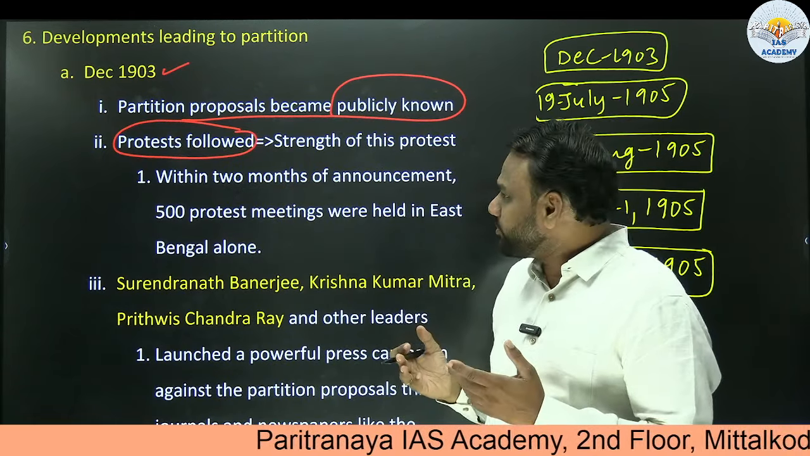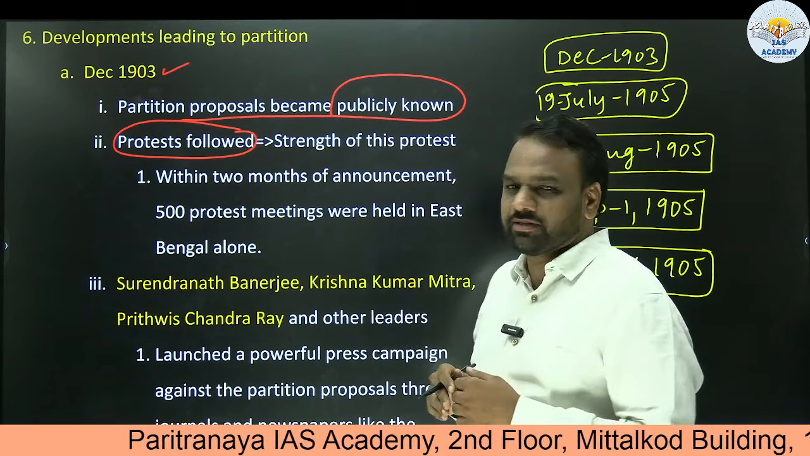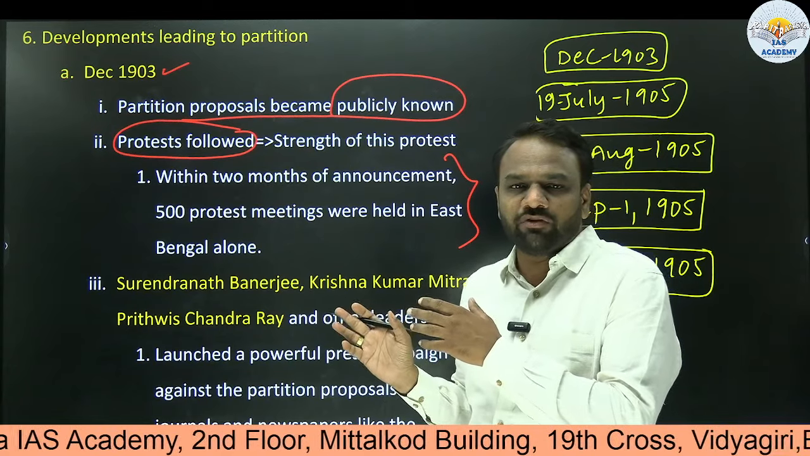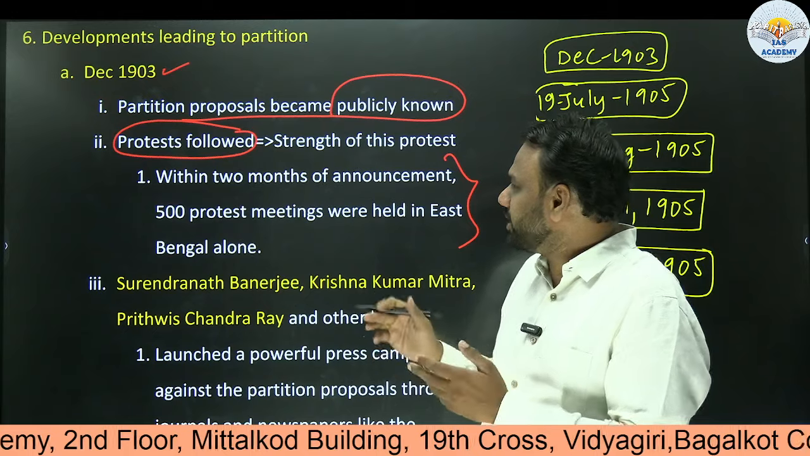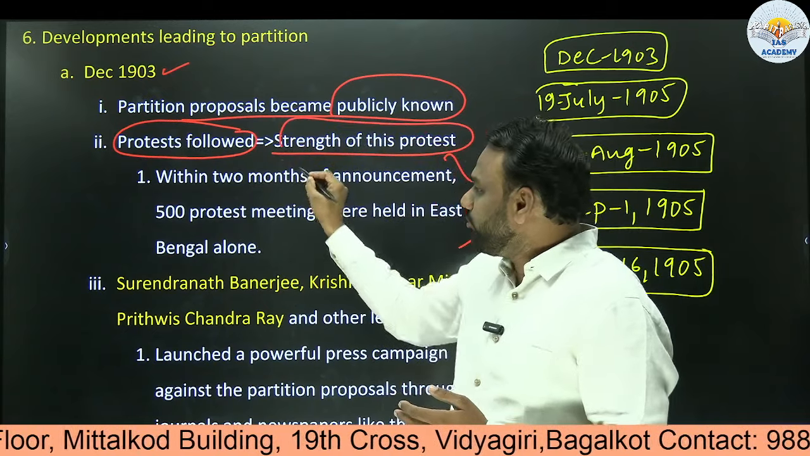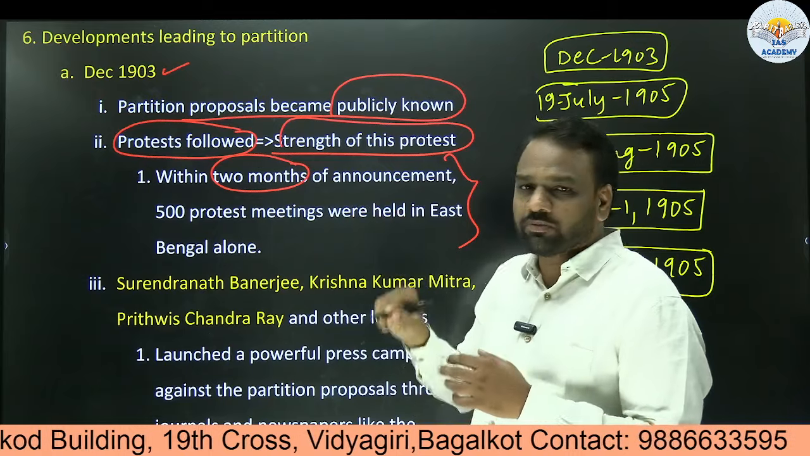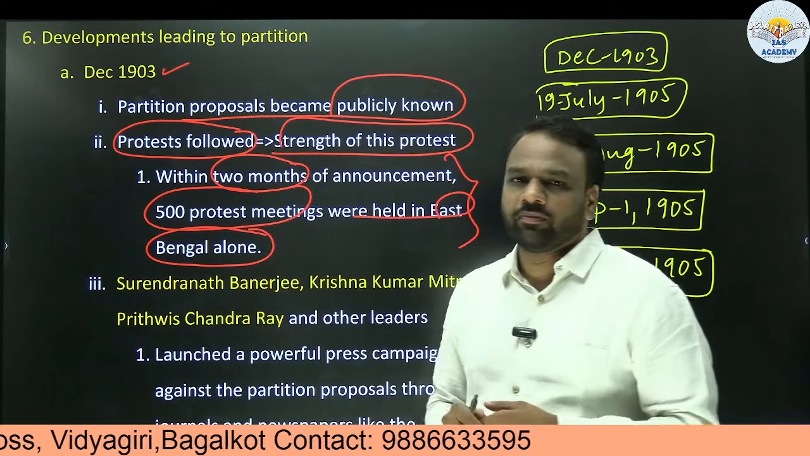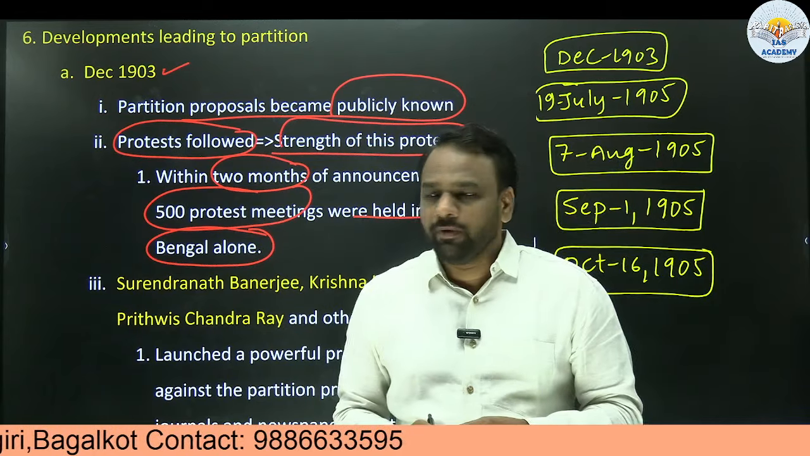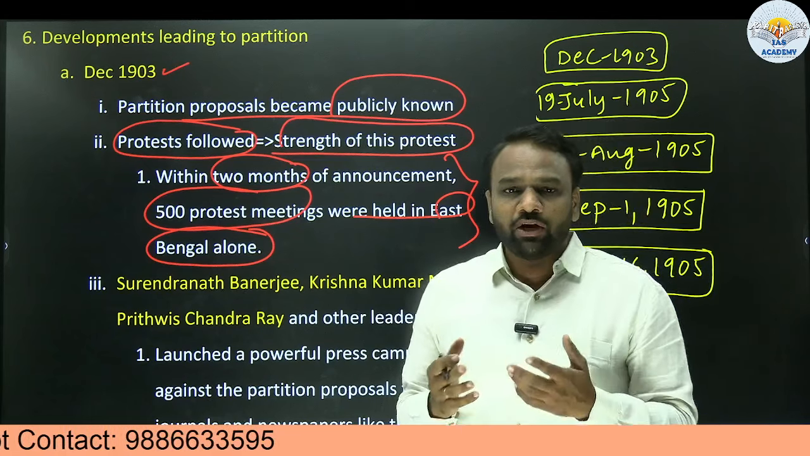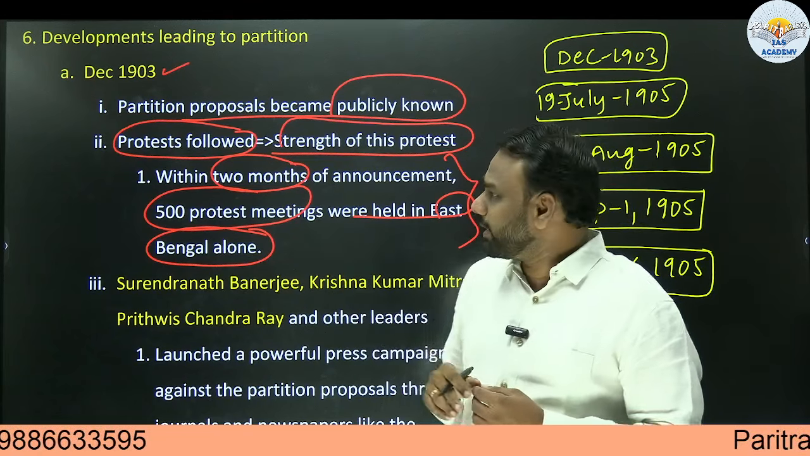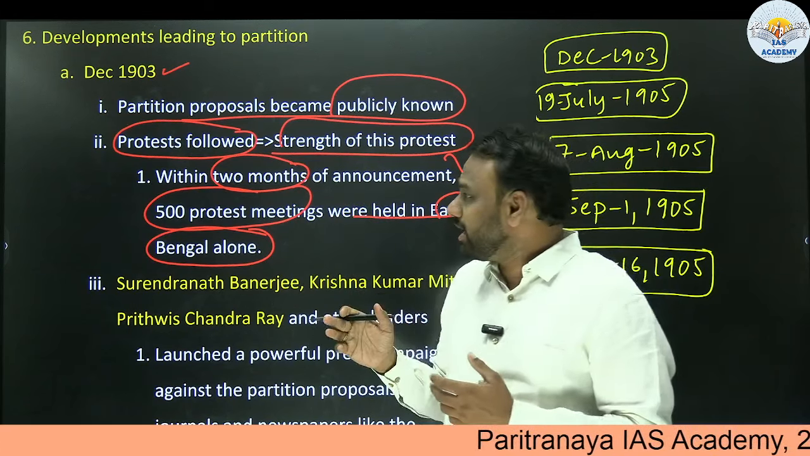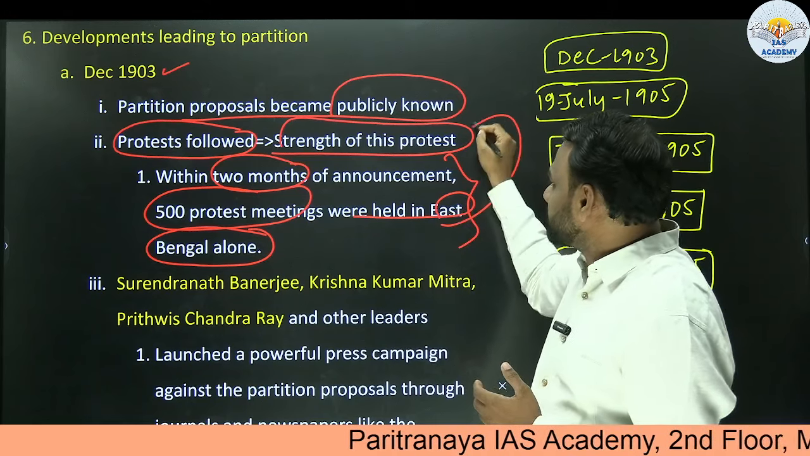The strength of this protest was so strong, and such examples can be quoted in mains. An example-based question will not appear in prelims, but we can quote this example in mains. This is an example of the strength of the protest: within 2 months of the announcement of the partition, 500 protest meetings were held in East Bengal alone. Even in the day of WhatsApp and social media, it would be difficult to have so many protest meetings. But in 1903, within a span of 2 months, there were close to 500 protest meetings. This indicates the intensity and strength of the protest.